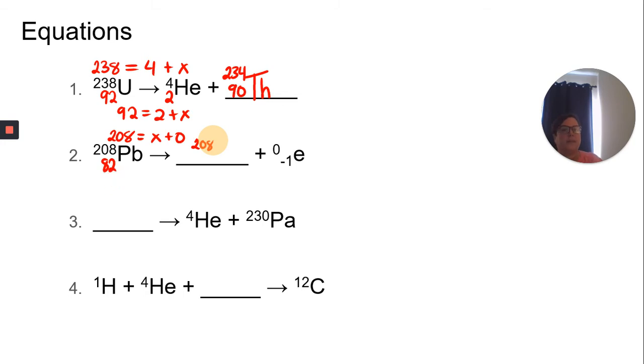Now this bottom one is where it gets a little tricky because you have to watch out for that negative. So we have 82 equals X plus a negative 1. Now remember, you can rewrite that to be 82 equals X minus 1. So you end up adding 1 to both sides. And so you have X is equal to 83.